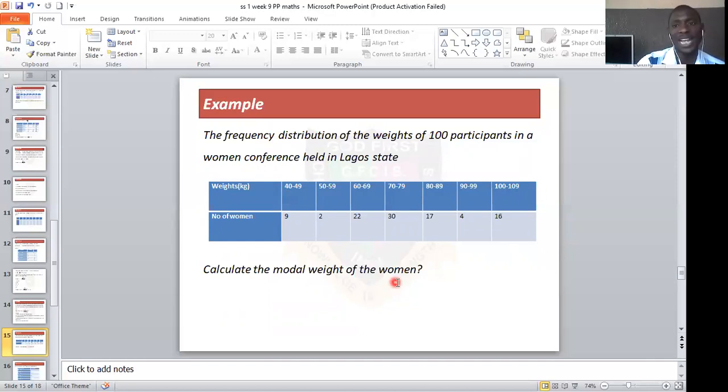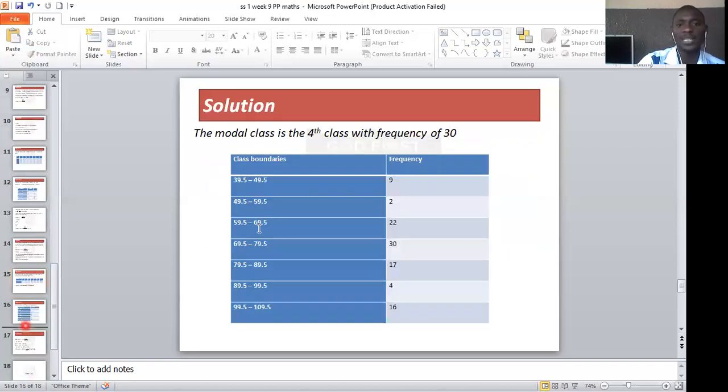Unlike preparing our median class, whereby you have to divide the total frequency by 2 to get the median class, here the class with the highest frequency is the modal class, which falls in the fourth class also. 30 is the highest frequency there. So it falls within the fourth class.